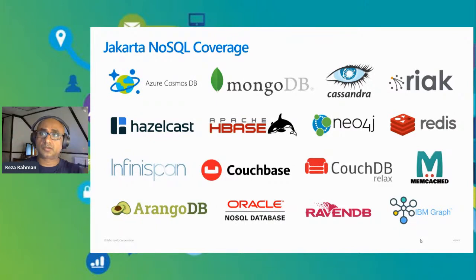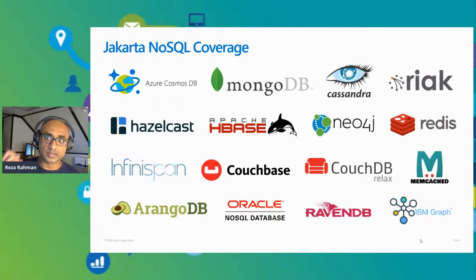So Jakarta NoSQL has excellent coverage, right? From what I've seen, it covers almost every single well-known NoSQL database out there. I think that's quite impressive. So whatever your NoSQL database is, you can basically use it through Jakarta NoSQL. You can see some of the more popular ones listed here: Oracle NoSQL, Infinispan and Hazelcast from the Java ecosystem, HBase, MongoDB, Cassandra, all of those. And of course we're going to talk about Azure Cosmos DB, which is a little bit of a special case.